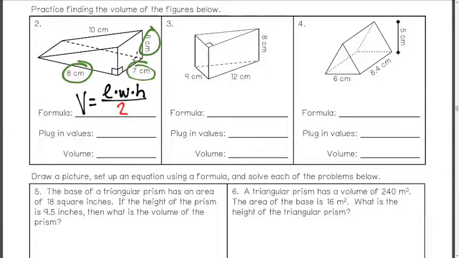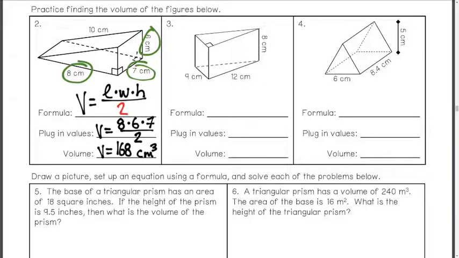So I'm going to go ahead and take length times width times height, which is going to be 8 times 7 times 6 divided by 2. And then I go ahead and multiply those together and divide, and I get 168 centimeters cubed. Go ahead and pause it right here and try the next two on your own, see if you can figure that out.